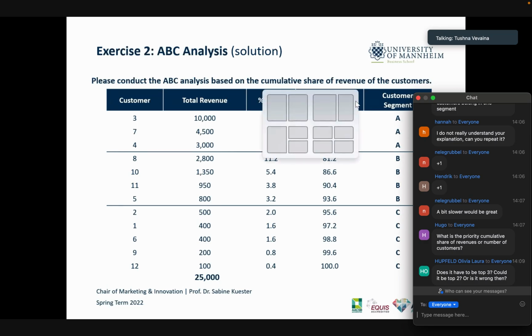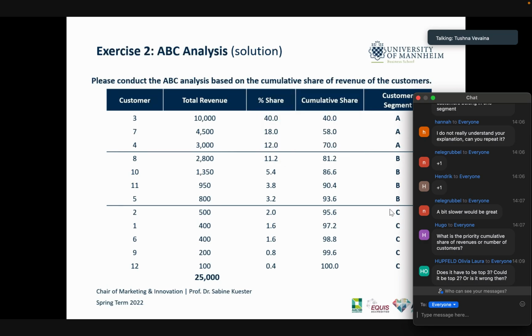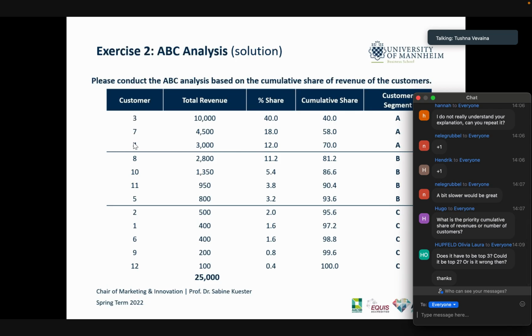Then could it be top 2 would be wrong, because that's not following your Pareto efficiency based on customer or cumulative share. Like over here, your top 3 are 25% of your total customers. Top 2 would not even form your cumulative share of 80%, so it's not following Pareto efficiency. So yeah, top 2 would be wrong.